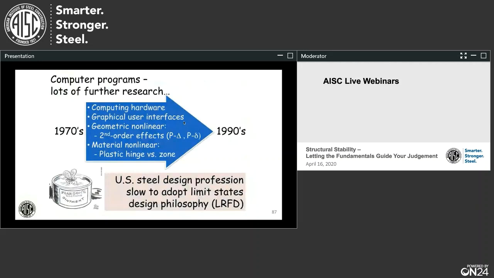There was one fly in the ointment, though, and our U.S. steel profession was very slow to adopt LRFD.